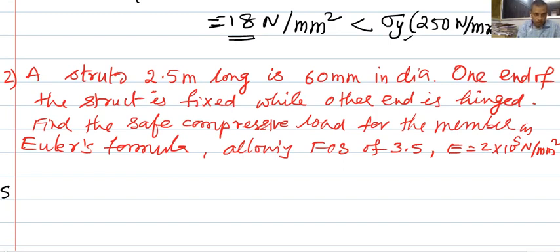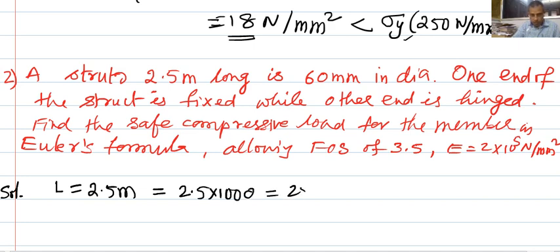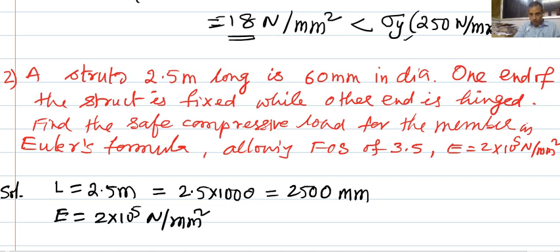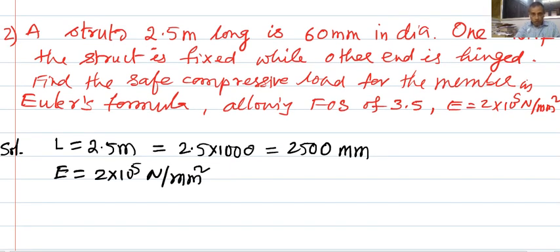See, the length L is equal to 2.5 meter. So we convert into 2.5 into 1000 millimeter. It is 2500 millimeter. Okay. Now Young's modulus is given anyway in Newton per millimeter only, 2 into 10 power 5 Newton per millimeter square. Now what are the end conditions? End condition is one end is fixed, other end is hinge.